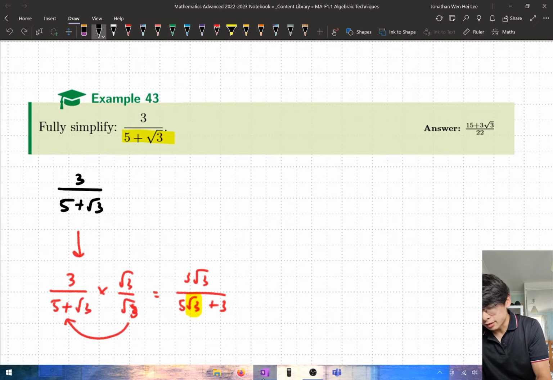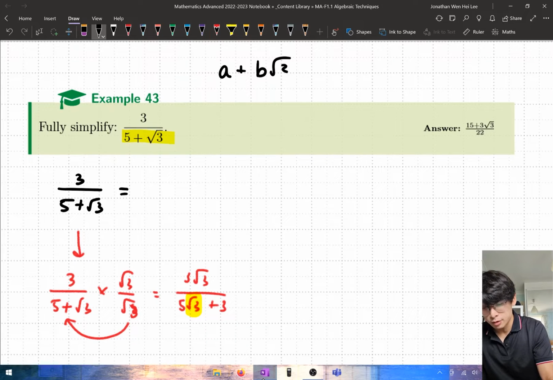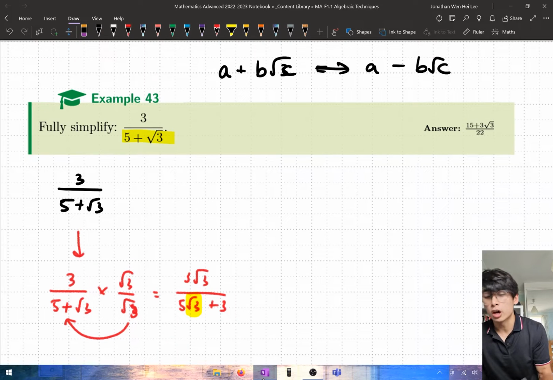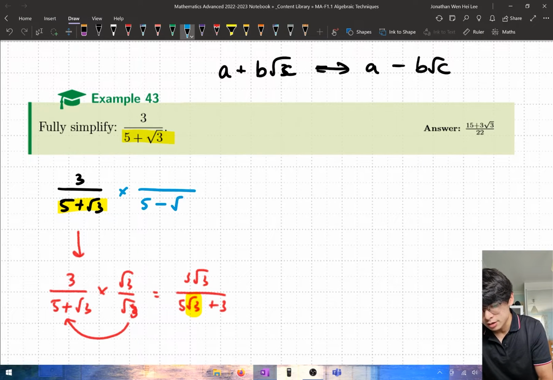The way we counteract this is by multiplying by the conjugate. Now, if you notice earlier, the conjugate of a plus b square root c is a minus b square root c. So for this case, what is the conjugate of the denominator? Well, in the denominator, I have 5 plus square root 3. And so if I want to multiply by the conjugate, that's just going to be 5 minus square root 3. And at the top, I'm also going to be multiplying by 5 minus square root 3.